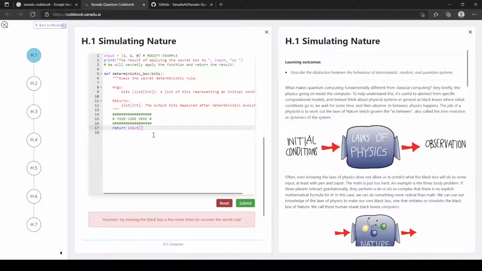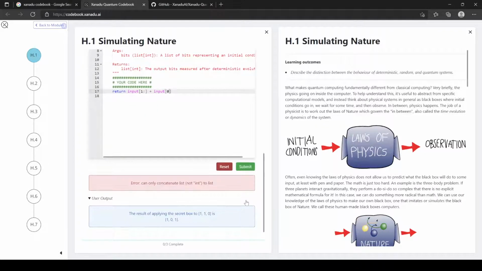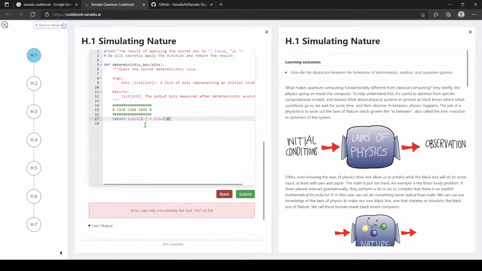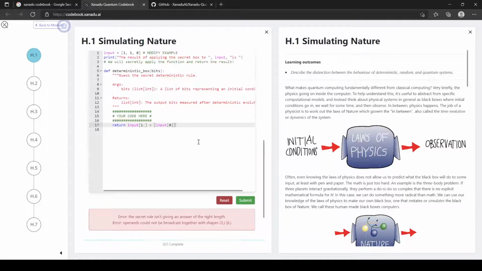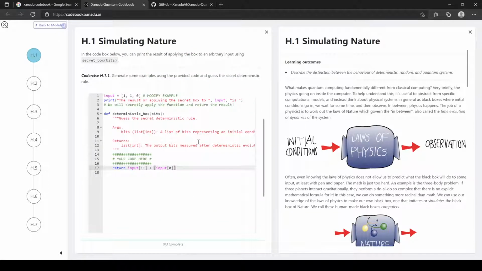Let's just assume it rotates. So we have the latter two values, and then we have the first value. Can only cast concatenate out, right? I have to. The result of applying secret box. Am I just supposed to guess what this is?